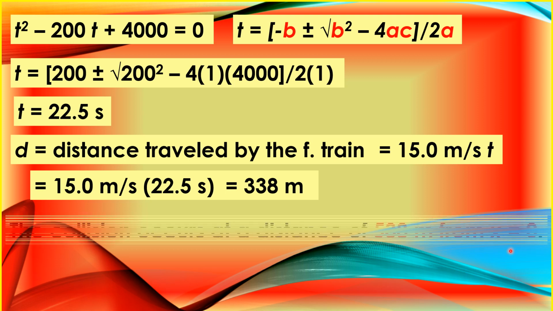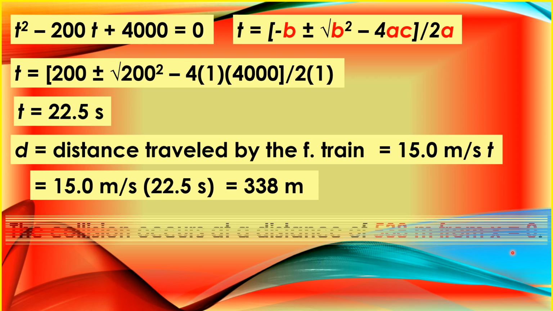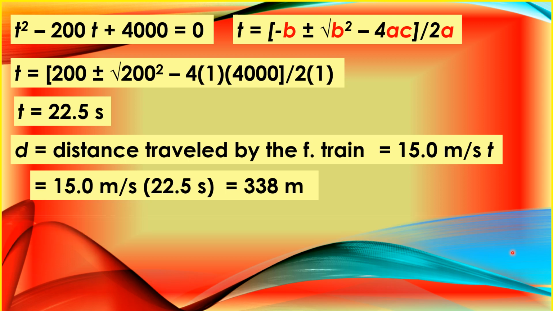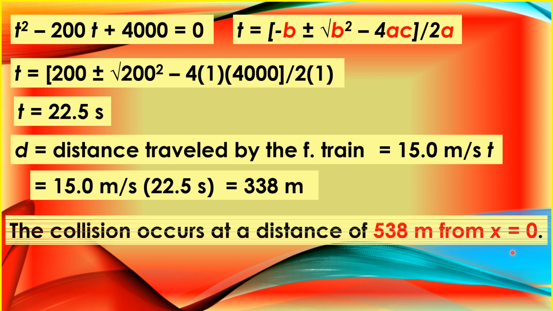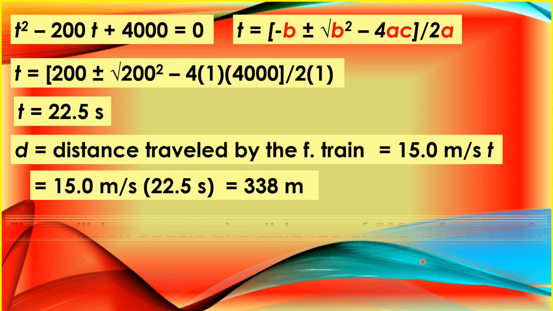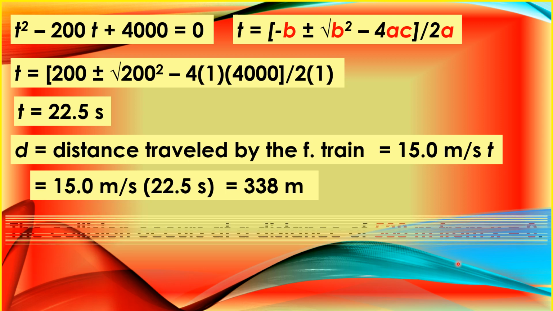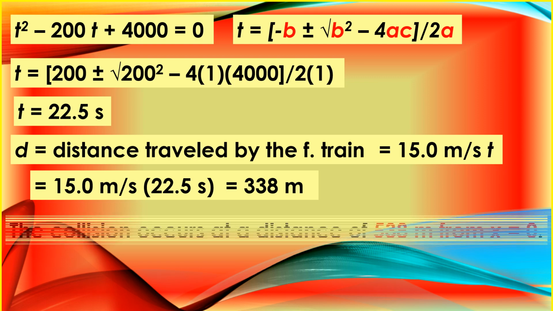This is the reference point that we considered, representing the starting point of the passenger train when the engineer first sights the freight train 200 meters down the railway. So therefore the final answer is that the cows will be able to witness a collision between the passenger train and the freight train happening at a distance of 538 meters from x equals 0.